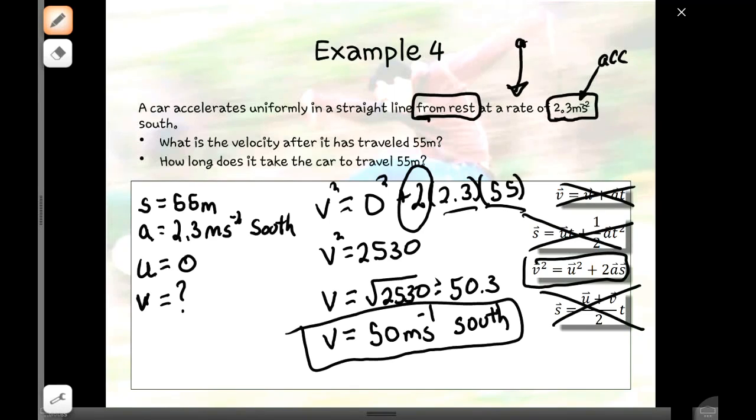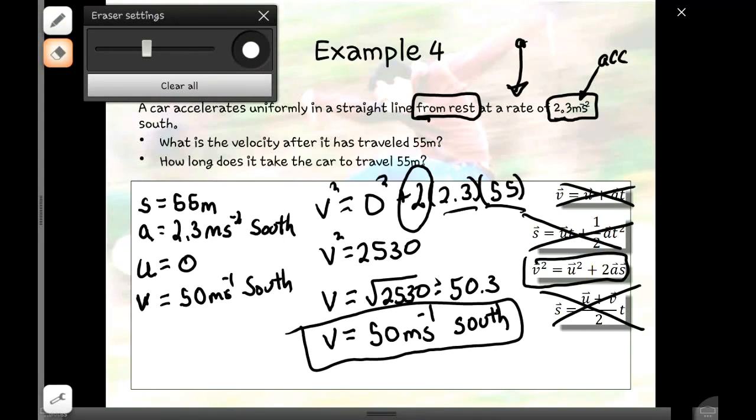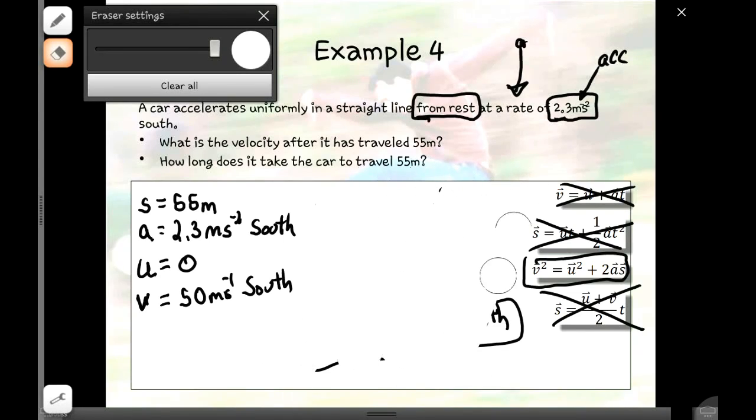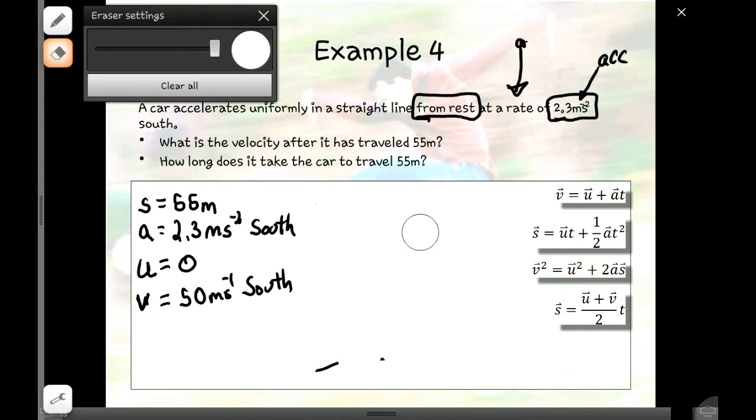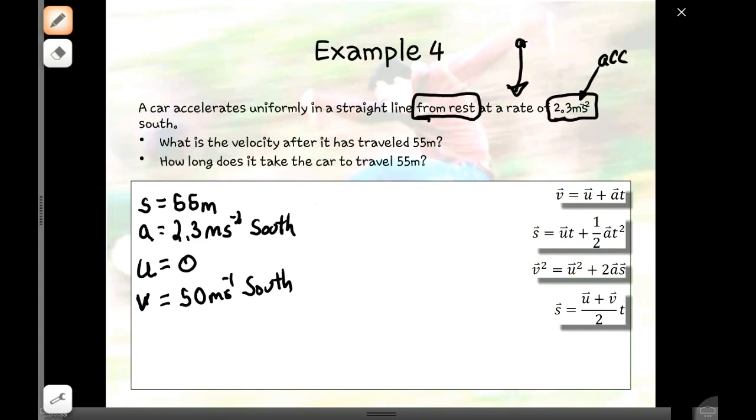So I can go ahead and erase this question mark, and we'll go ahead and fill this in. So V final equals 50 meters per second south. Alright, good. Let's go ahead and erase all this stuff. Alright, we also want to reset our equations because we want to pick out the equation that we're going to use now. So now the second question says, how long does it take the car to travel 55 meters?